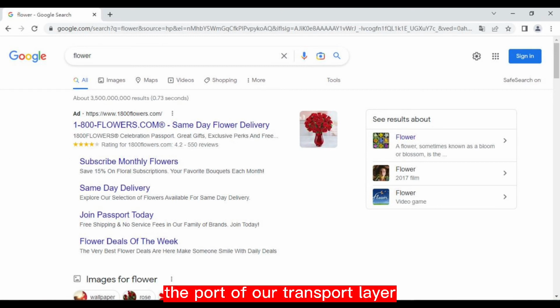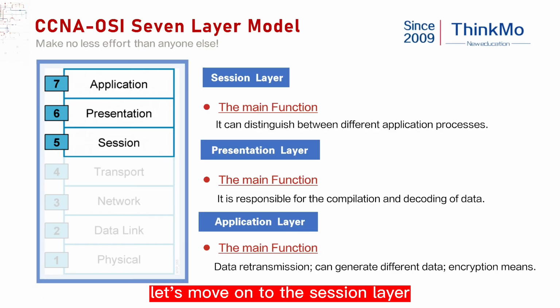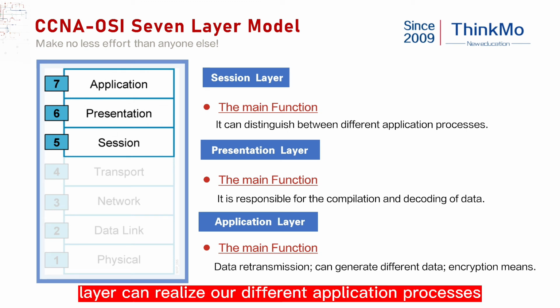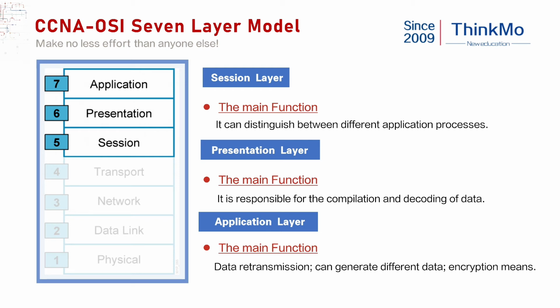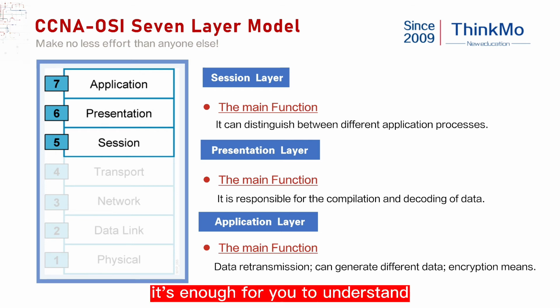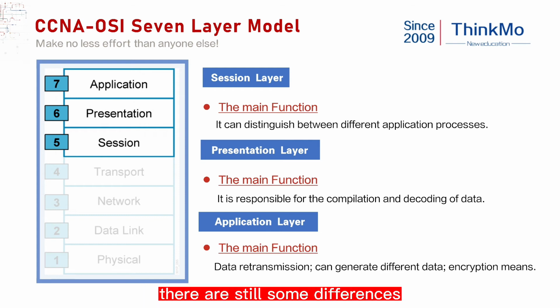The port of our transport layer can only locate based on the service or the application. So how do we distinguish the exact service? It can't be done there, so let's move on to the session layer. The session layer can realize the distinction between different application processes, that is, between service processes. It's enough for you to understand. A subservice in a process is still a process, but there are some differences.